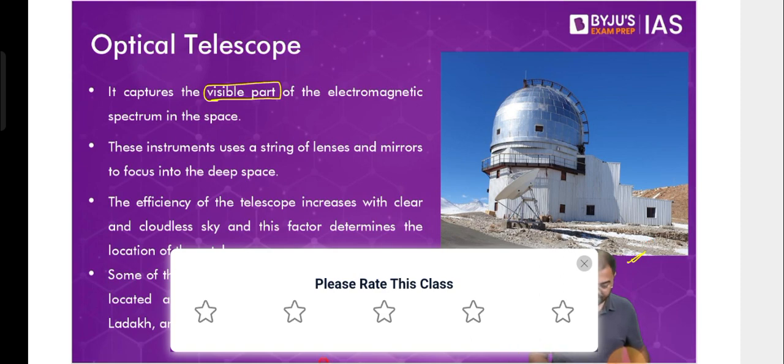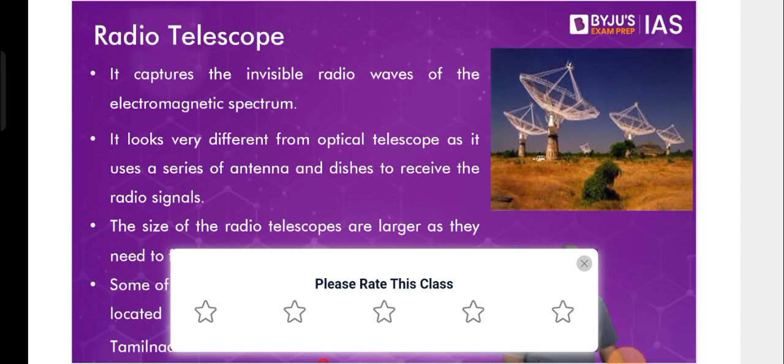Now, apart from the optical telescopes, we also have the radio telescopes. Radio telescopes capture the invisible radio waves. We obviously cannot see radio waves, but radio waves have the longest wavelength, and we'll discuss more about it when we go to the IT and communication chapter. They have the longest wavelength, so they make the observations very easy for us. That is why radio telescopes are also very famous. There are two in India which are very popular, one located in Pune and one located in Ooty. So these are the two radio telescopes that India has.